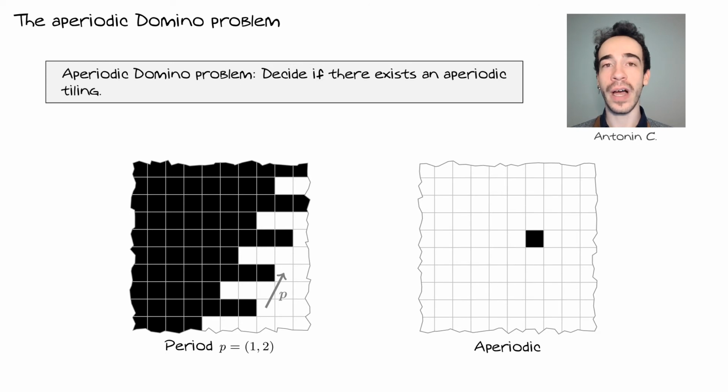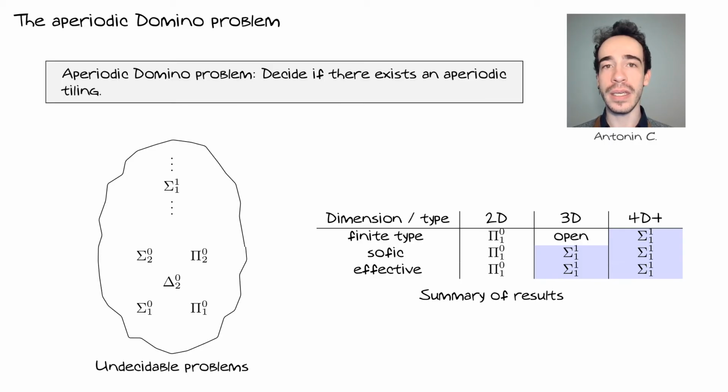This aperiodic variant of the domino problem can easily be proved undecidable as well, but we ask the following question: how undecidable is it? Indeed, some undecidable problems can be proved harder than others, and in fact, a whole hierarchy of undecidability exists, and our aim is to study the position of the aperiodic domino problem in this hierarchy.